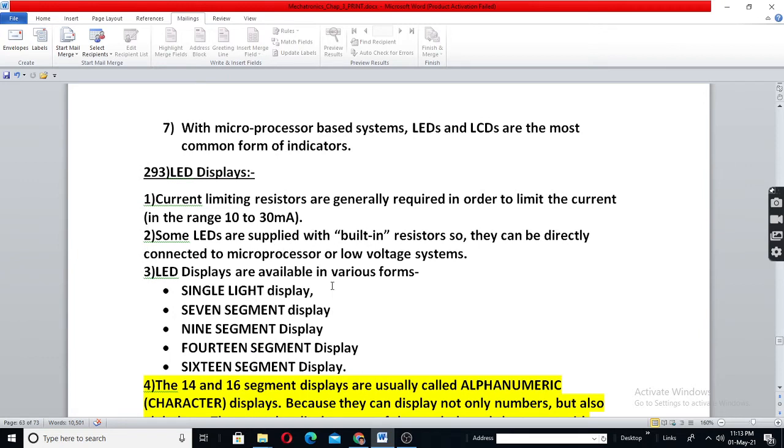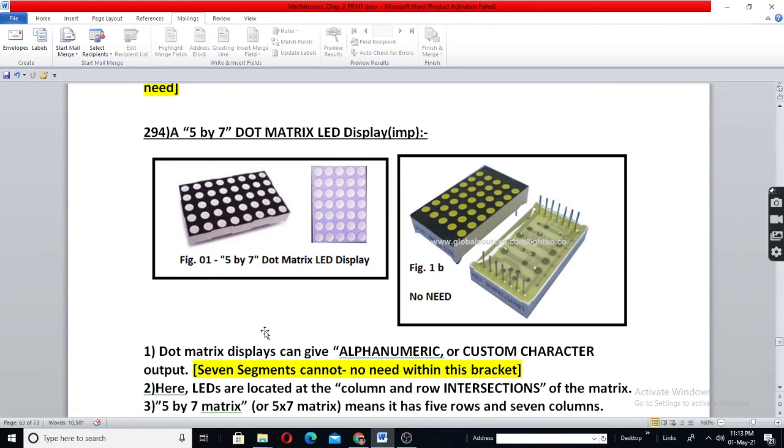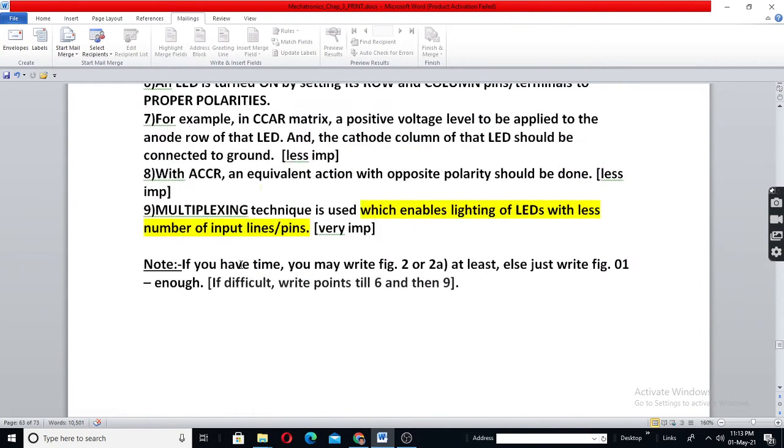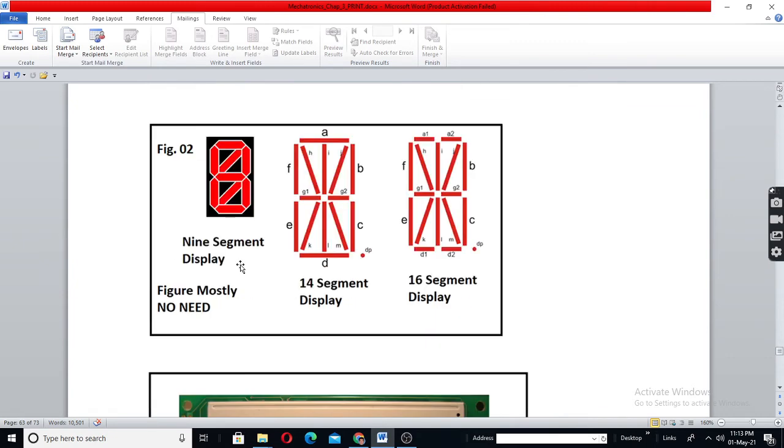So LED displays can be of various types or forms. Single light means one LED, or 7 segment, or 9 segment, or 14, or 16. See, this is 9 segment. 7 segment: 1, 2, 3, 4, 5, 6, 7. If you have the middle one, middle two, this is 9 segment display. You get more alphabets. Using 7 segment display, we can draw only numbers and a few alphabets.